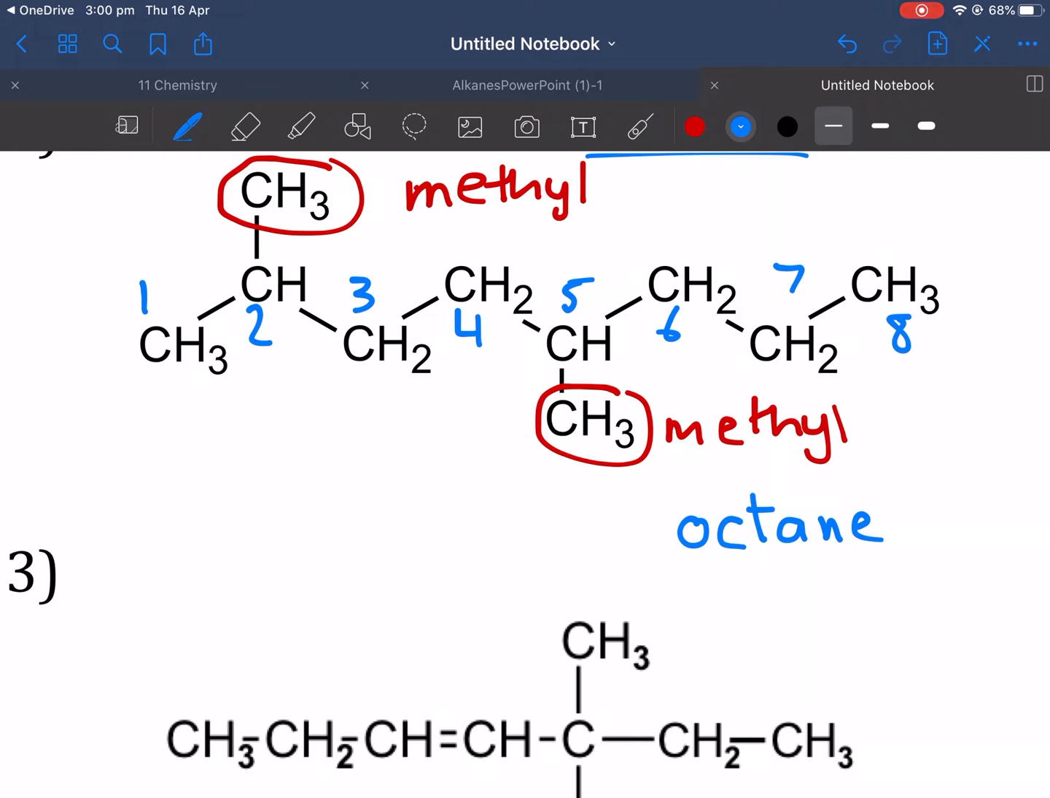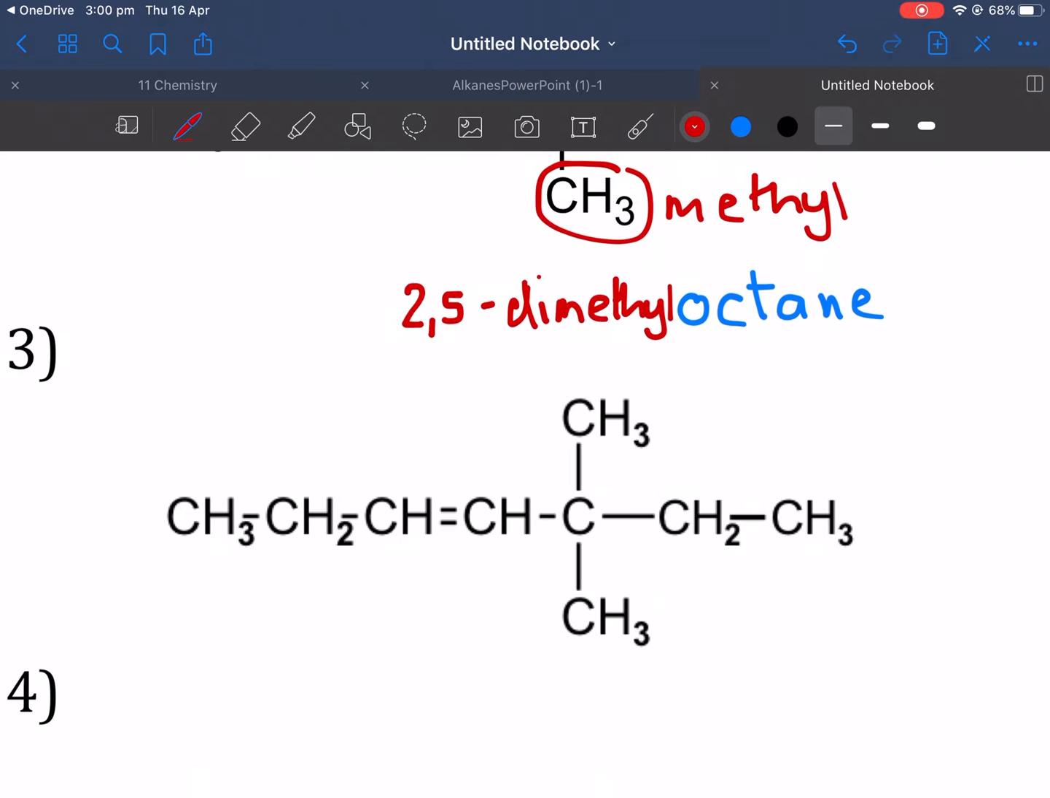Now we have our 2 methyl groups, so we're going to write in our dimethyl. Di meaning 2 and methyl meaning 1 carbon. So we've got a dimethyl octane. The last thing we need to do is write in our locators. We've got one that comes off of carbon number 2 and the other one comes off of carbon number 5. So it is going to be 2,5-dimethyloctane. So that is the name for our second one. Hopefully you managed to get that one correct.